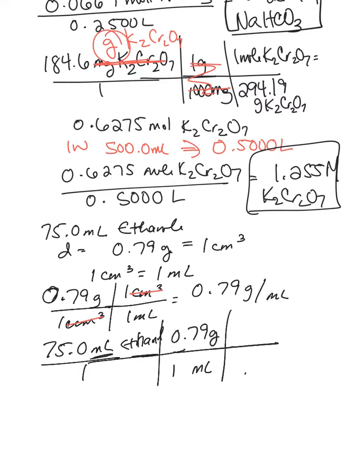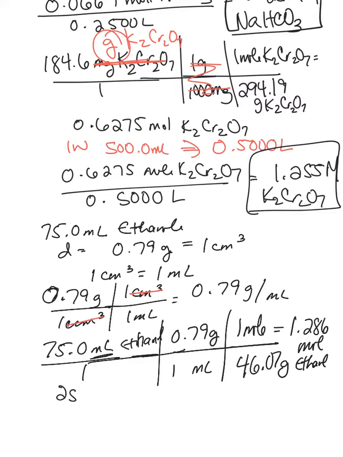And then we use this molecular weight, which if you look on the periodic table, you'll calculate 46.07 grams per 1 mole. And then that works out to be 1.286 mole of ethanol. And then we are putting this in a 250 milliliter solution. So we got to convert that to liters. So for 1,000 milliliters, we have 1 liter. That works out to be 0.2500 liter.